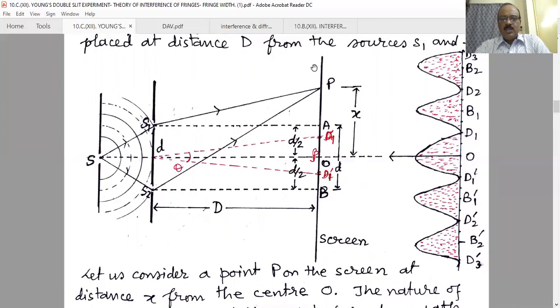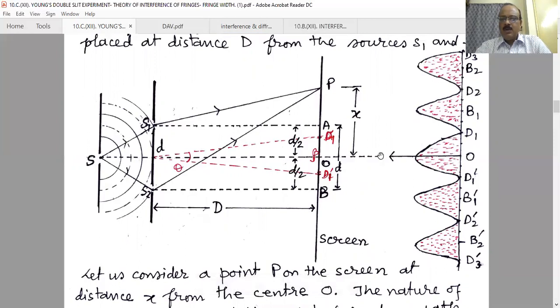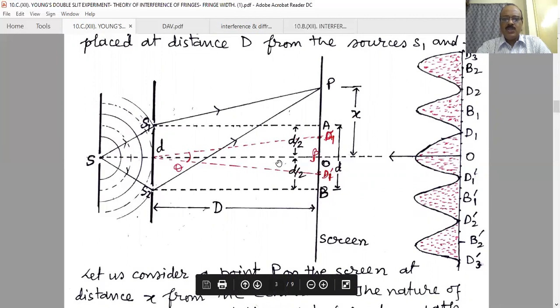Now, on the screen, P is any point on the screen, and O is the central point on the screen. After the superposition of light waves coming from the two sources S1, S2, we will obtain this type of pattern. Here it is a graph, that means in this direction it gives the intensity of light along this, and this is space. At the central point O, we get a central bright fringe, and continually next to it dark and bright fringes. At the lower part also on the screen, we get dark and bright fringes.